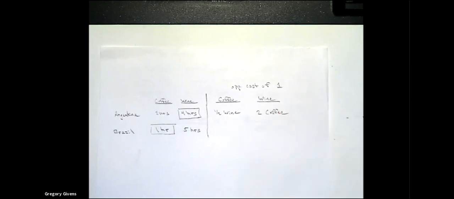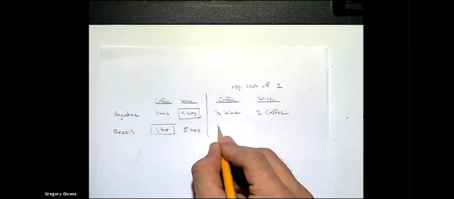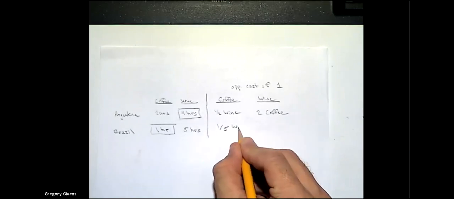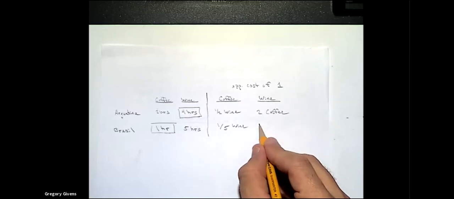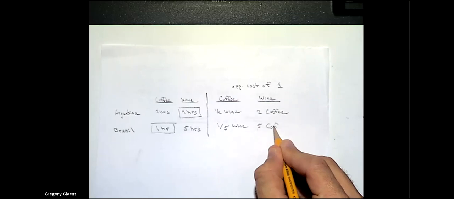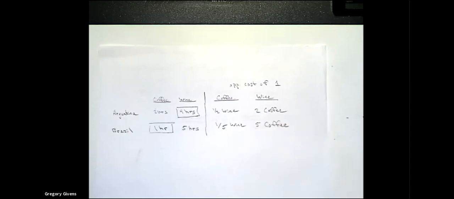Let me come back to you. Sean, what's the opportunity cost of a pound of coffee in Brazil? 1/5 of a bottle of wine. And therefore, the opportunity cost of a bottle of wine would be 5 pounds of coffee. So we've got plenty of information there to answer the second problem.